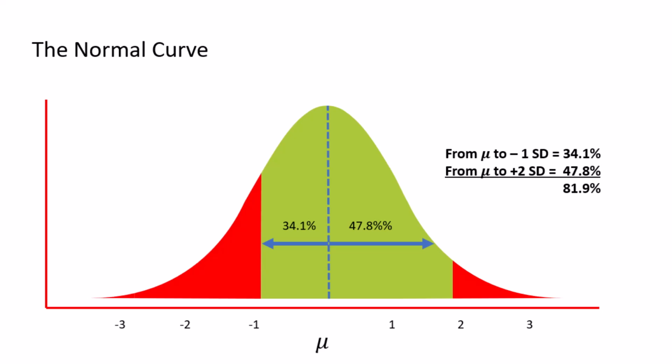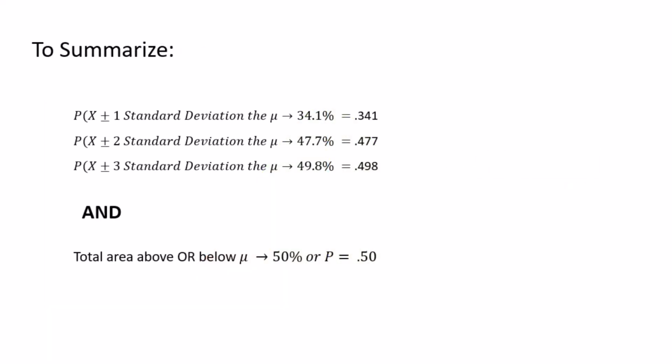Let's just summarize this, because with these rules we can figure out a number of different problems. The probability that a score will be within 1 standard deviation of the mean is 34.1%. The probability that a score will be within 2 standard deviations of the mean is 47.7%. And the probability that a score will be 3 standard deviations above or below the mean is 49.8%. Also important to bear in mind that the total area above or below the mean is 50%, or a probability of 0.5.